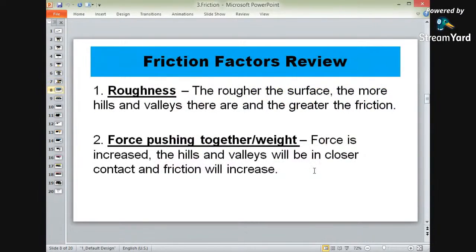The friction factors review: it depends again on the same roughness. The rougher the surface, the more hills and valleys there are, and the greater the friction. As the force pushing together, or the weight, increases, the hills and valleys come into closer contact, and friction will increase. The more the force, or the more the weight of the block, the more the friction. So it depends on the force applied and on the weight of the block. Here it has been taken as the pushing force as well as the weight of the block. When the weight of the block is more, friction will be more.